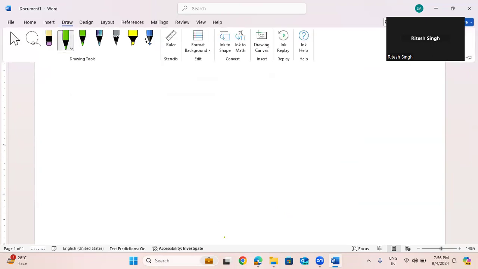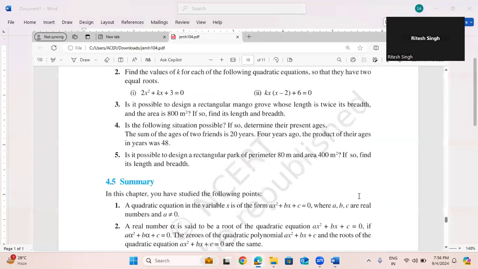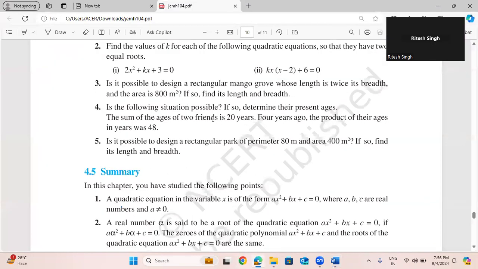Now we will go to the next question. See, the second question is what? The sum of the ages of two friends is 20 years. There are two friends, the sum of whose ages is 20 years. 4 years ago, the product of their ages in years was 48. Now we have to find the ages.